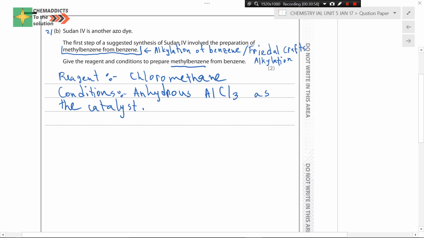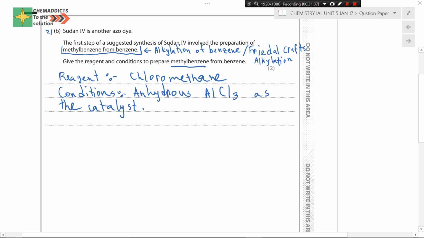Let's just read the question once again. Sudan 4 is another azo dye. The first step of our suggested synthesis of Sudan 4 involved the preparation of methylbenzene from benzene. So we need to prepare methylbenzene from benzene. For that we need to carry out alkylation of benzene, or Friedel-Crafts alkylation. So give the reagent and conditions to prepare methylbenzene from benzene.